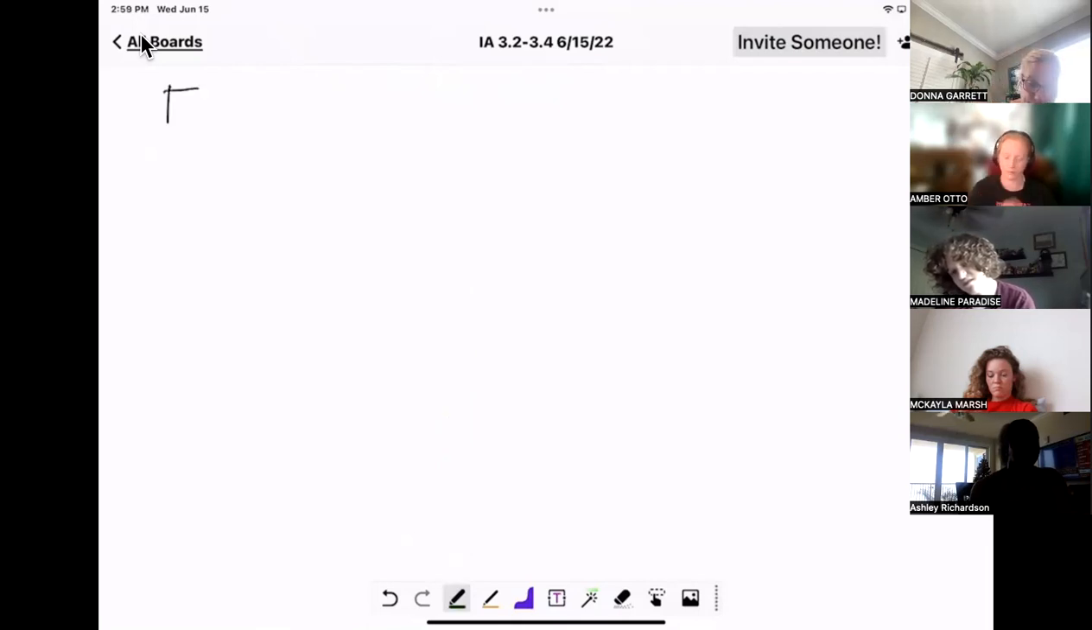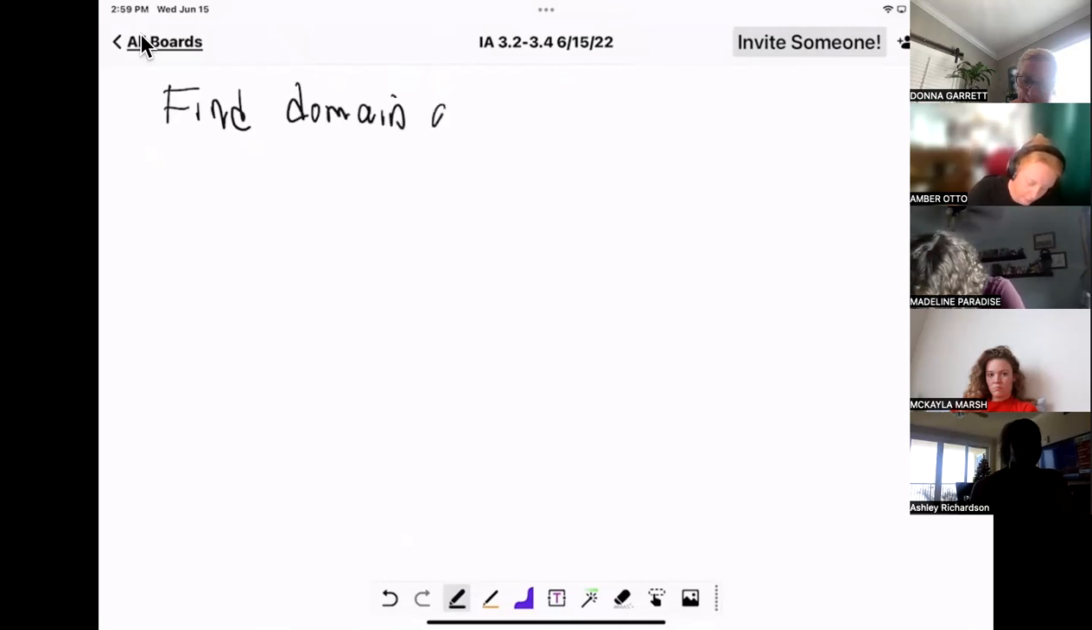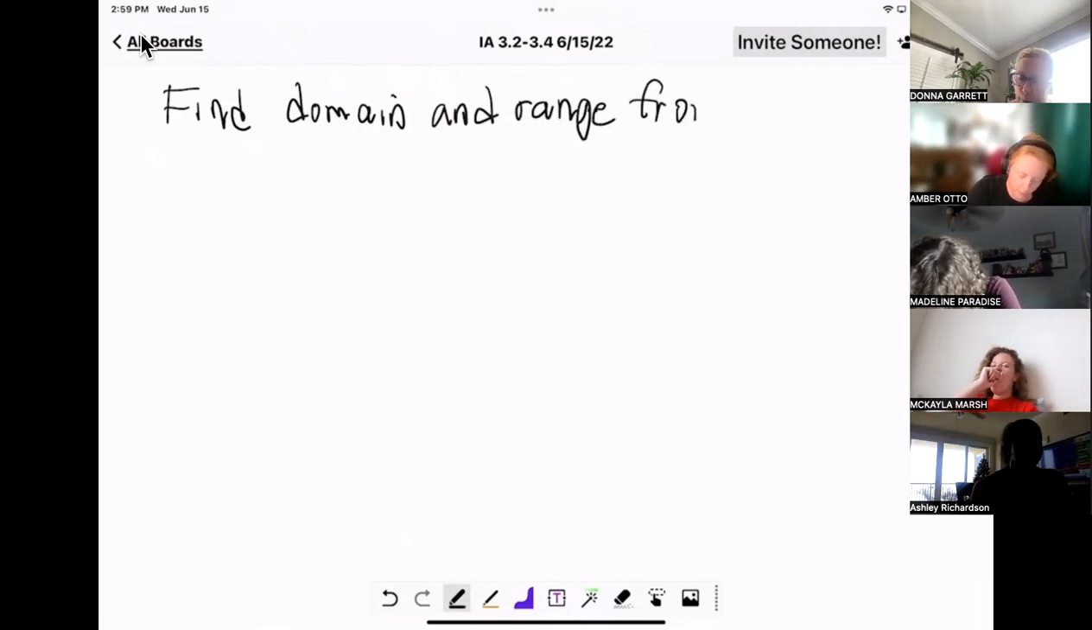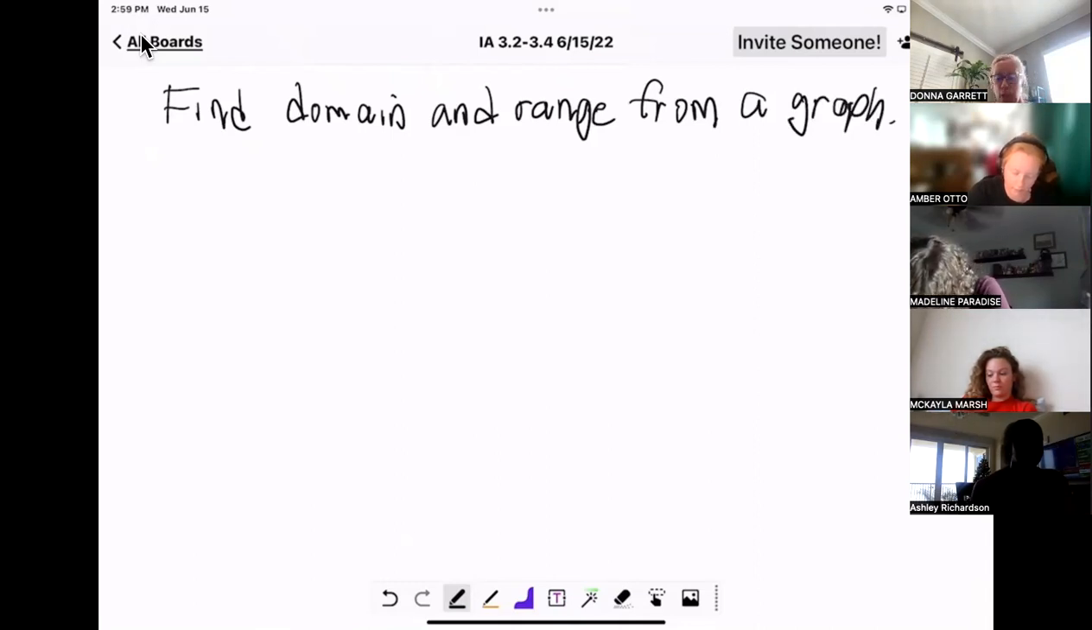So we're going to find domain and range from a graph. We just talked about are they functions or not. Now we're going to talk about how do you find a domain and range from a graph.